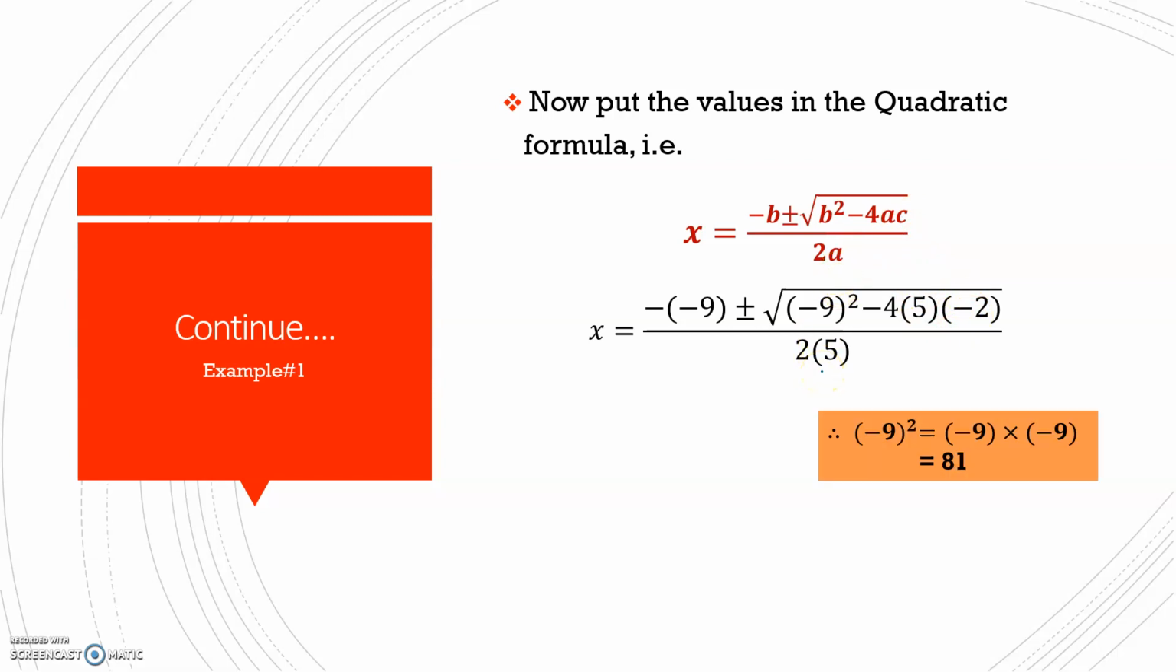2 into 5. Here you can notice that minus 9 square can be written as minus 9 multiplied by minus 9, that is equal to minus minus plus 9 nines are 81. So we can solve it as x is equal to minus minus plus 9 plus minus square root minus 9 square is equal to 81, minus minus plus 4 fives are 20 and 2 twos are 40 over 5 twos are 10. After simplifying, we will get x is equal to 9 plus minus square root of 121 over 10.